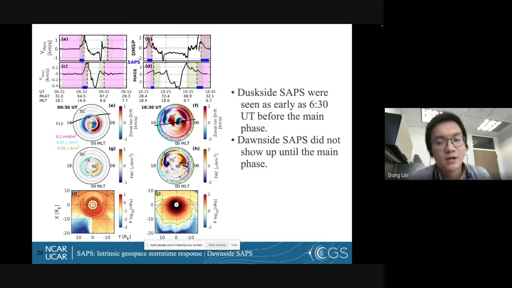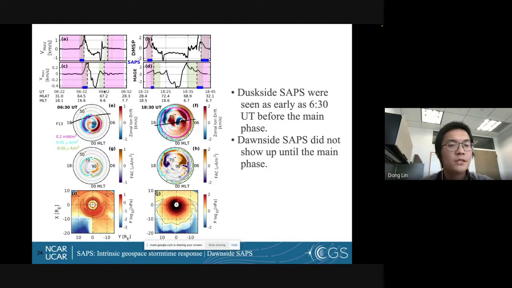I have to emphasize this because we'll also be using similar values for the MLT later on. But just compare the evolution from 6:30 to 18:30. You can see that even though it's very early in this storm event, we still see a very clearly identified SAPS signature in both these DMSP measurements and our MAGE simulations. And by the way, this is the DMSP measurements, and the second row is the sampling from MAGE results.